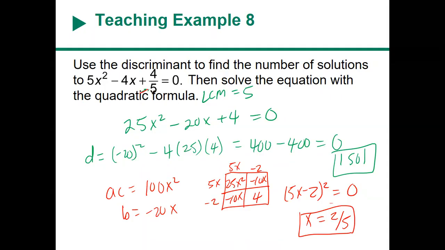So your LCM comes from your denominator. And what's my denominator? 5. If there's multiple ones, then your LCM will not necessarily be that denominator, but because there's only one denominator, my LCM is that one denominator.